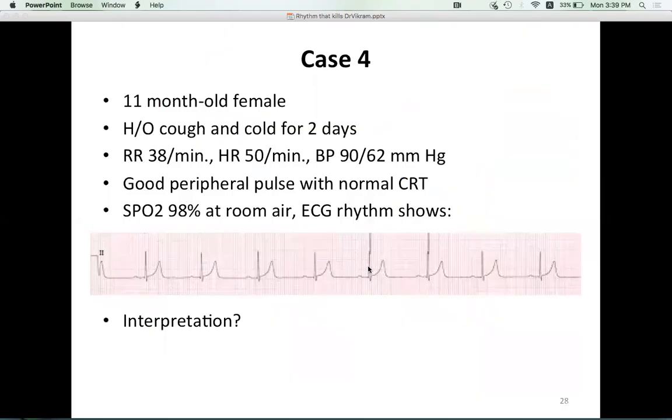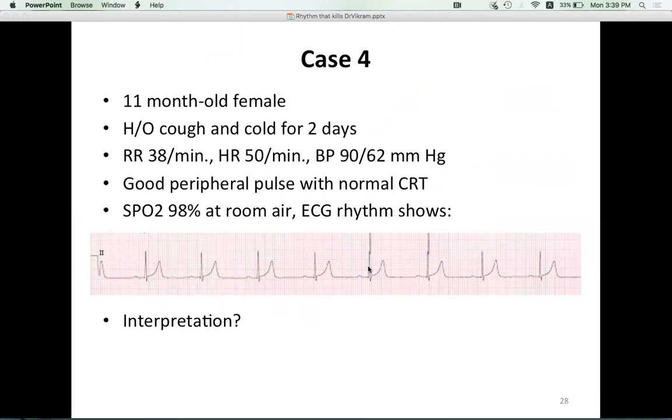Let us look at one more case. So now an 11-month-old female came to you with a complaint of cough and cold for 2 days. Respiratory rate is 38 per minute. BP is 90 by 62 millimeter of mercury. Peripheral pulses are good and normal capillary refilling time is present. Saturation is 98% at room air and the ECG rhythm shows this.